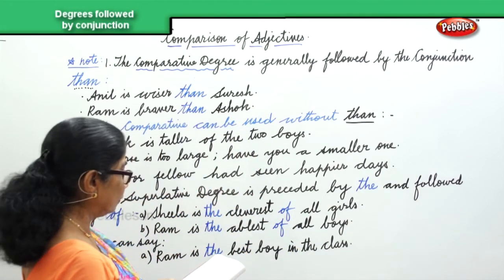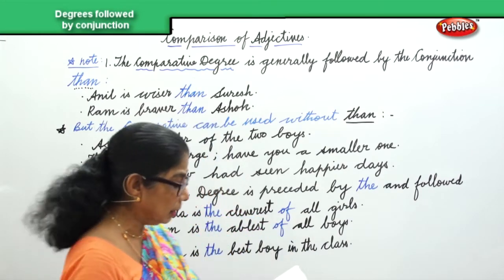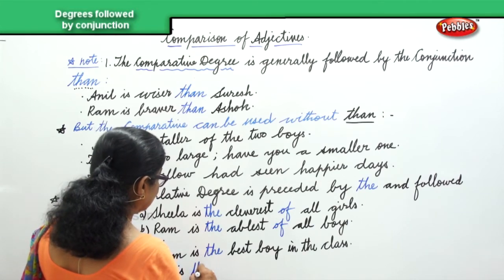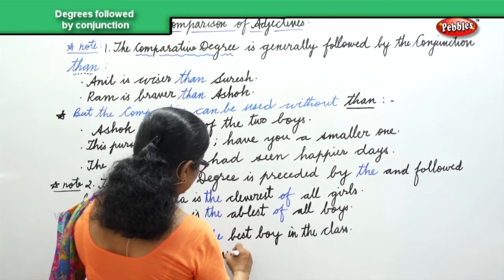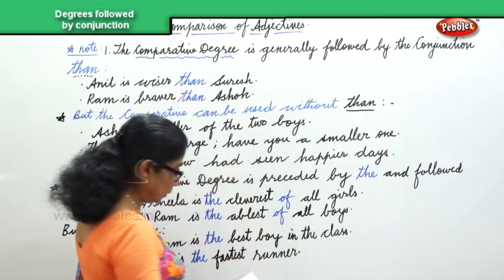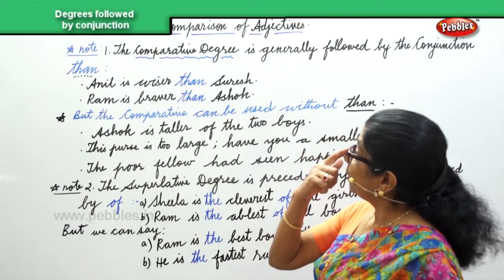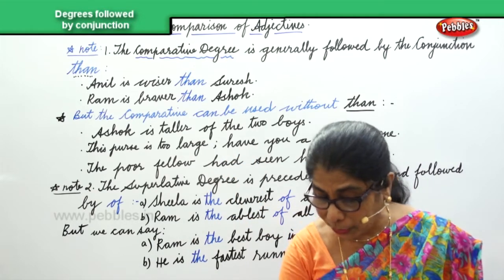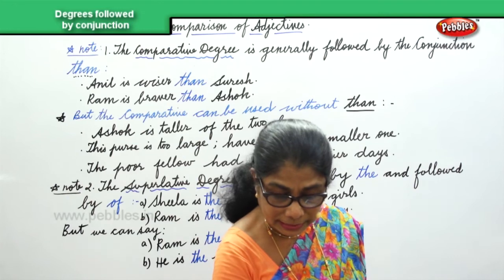Okay? Another example. He is the fastest runner. He is the fastest. Is the fastest runner. Okay. Now, we are looking at something that you have to note when it's a comparative degree or superlative degree. We have to make a note of certain things, how it's formed and how sometimes the rule doesn't need to apply.